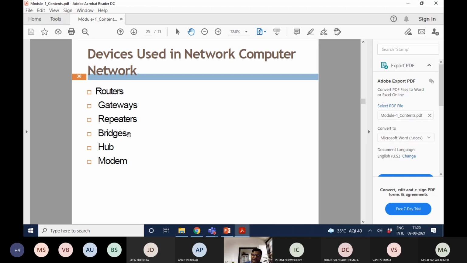Okay, so a bridge is the next version of the hub. Then from the bridge we get the switch. From the switch we get the routers. And a modem is for modulation and demodulation.